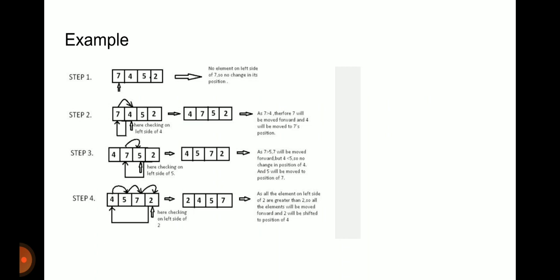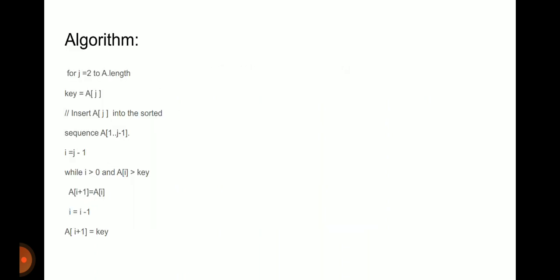In step 3, checking on the left side of 5, as 7 is greater than 5, 7 will be moved forward, but 4 is smaller than 5, so there is no change in the position of 4, and 5 will be moved to the position of 7. Step 4, here checking on the left side of 2, as all elements on the left side of 2 are greater than 2, so all elements will be moved forward and 2 will be shifted to the position of 4.